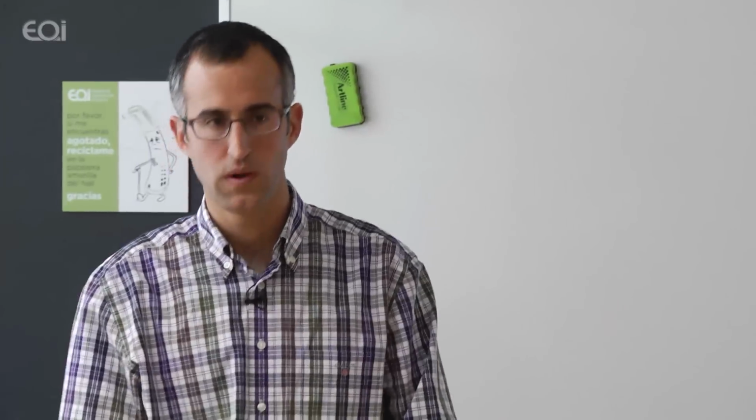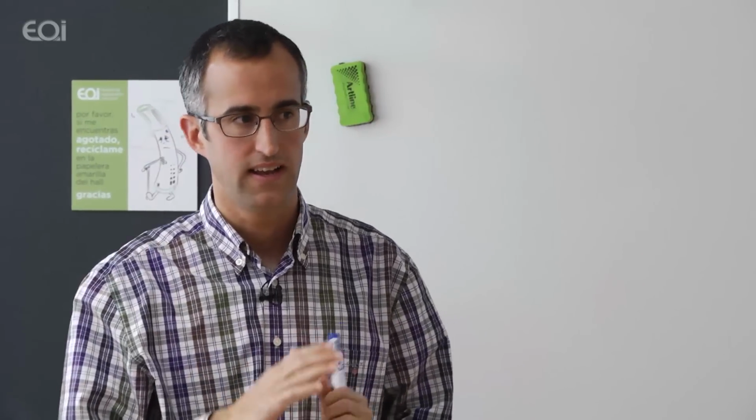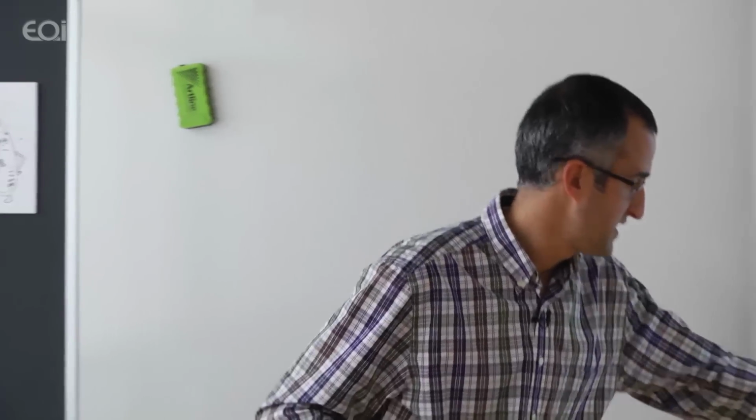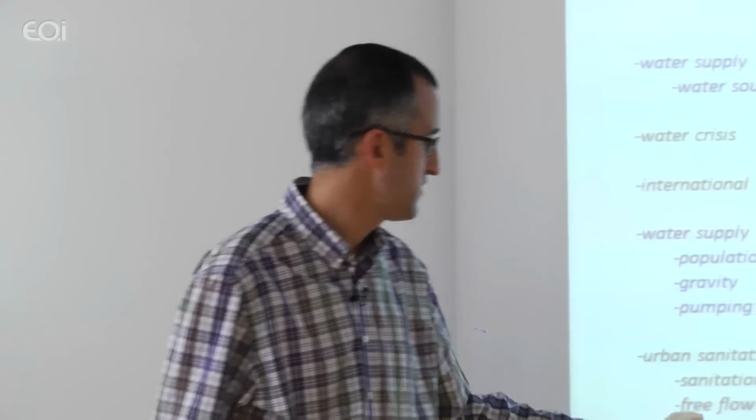And the last day, I will give you a part of the world. I will give you a population in Guatemala, for example, and you will take this population and design a gravity system, a pumping system, and a sanitation system, with these tools that I'm talking about. This is the general case study. But before that, we will see the urban sanitation networks: sanitation systems according to urban context and free flow, right?